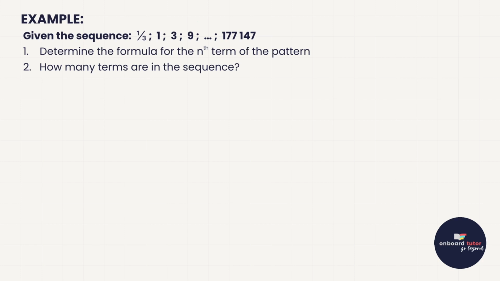We are given the sequence 1 over 3, 1, 3, 9, and then it goes all the way on to a very large last term there. Okay, and they ask us to determine the formula for the nth term of the pattern. So what we know is that Tn is equal to a multiplied by r to the n minus 1. Since we know what our first term is, 1 over 3, that means we have the a value, but we need to work out the value of r.